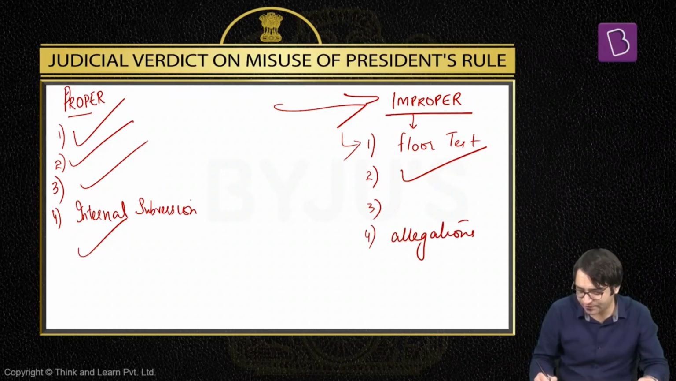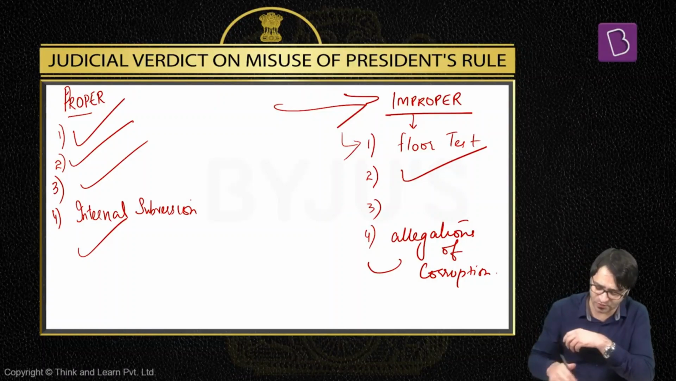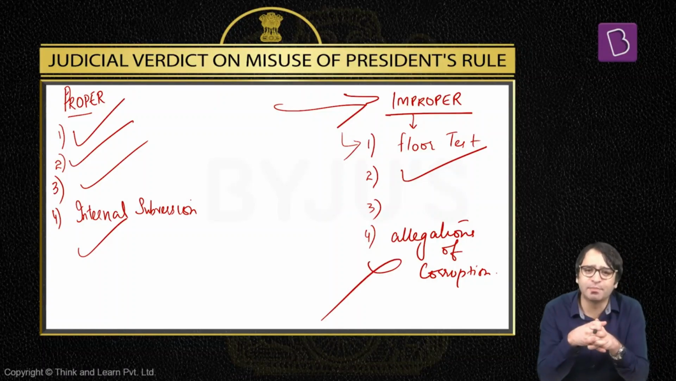Fourth, allegations of corruption. If there are corruption allegations against chief ministers, and because of that you are saying there is breakdown of constitutional machinery, no. This may be breakdown of law and order. But this is not breakdown of constitutional machinery.